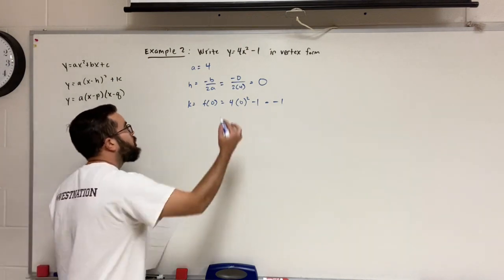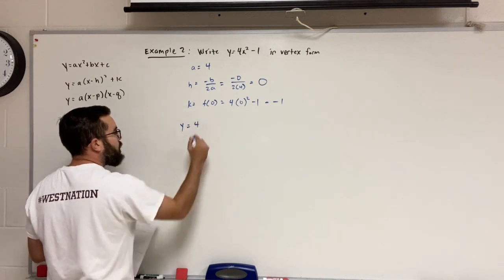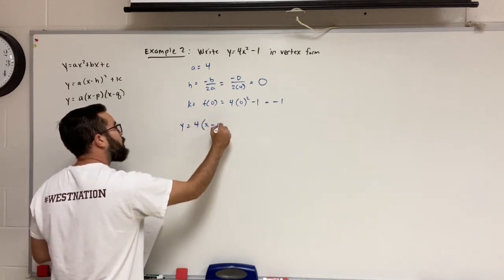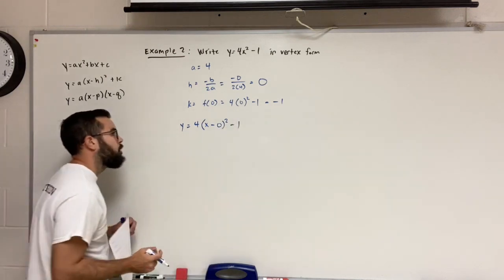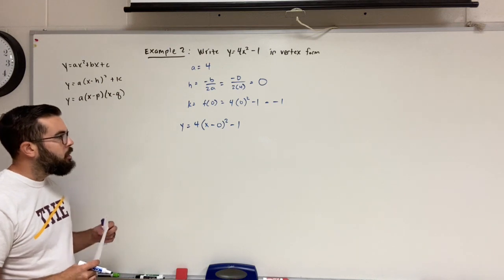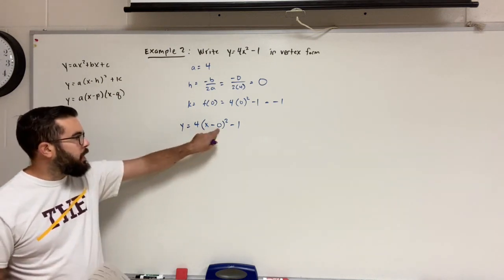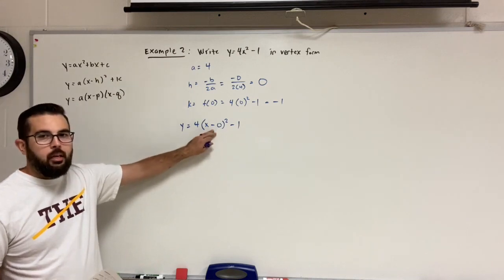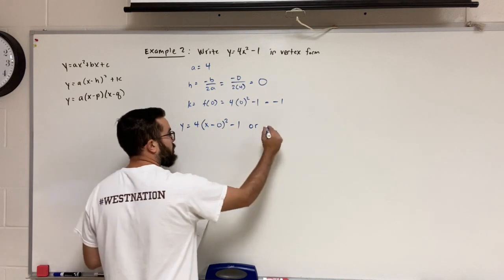So now plugging into vertex form, we get A times x minus h squared minus 1. And that's technically vertex form. Now, what is x minus 0? x minus 0 is just x.